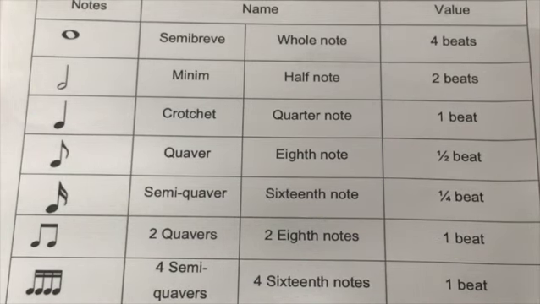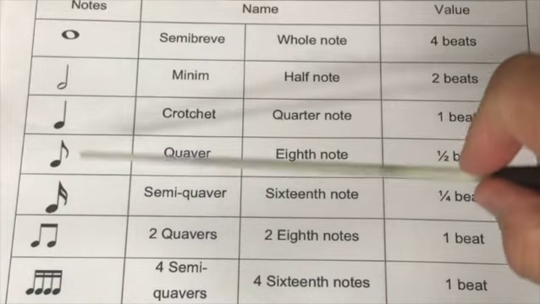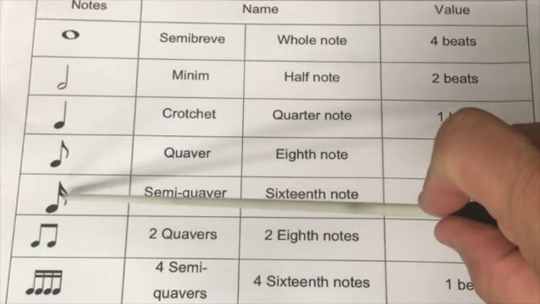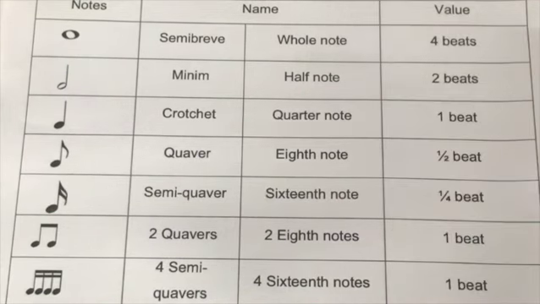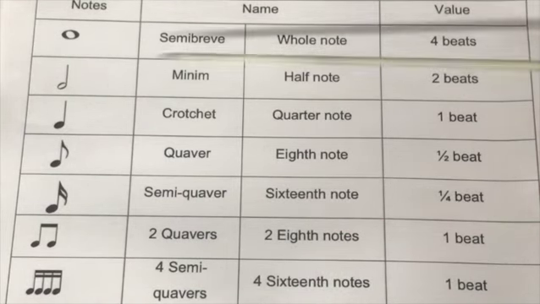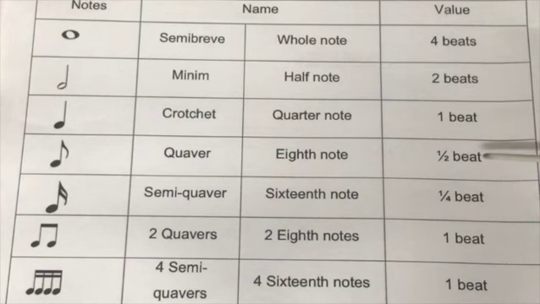And yes, it does get further down to even smaller notes. Every time we have a smaller note, which would be the next one down on the scale, we just add an extra tail. So we have three tails or four tails. You don't see them very often. Semibreve, four, minim, two, crotchet, one, quaver, half. They're the most important ones.